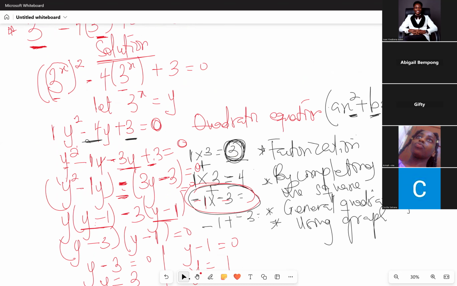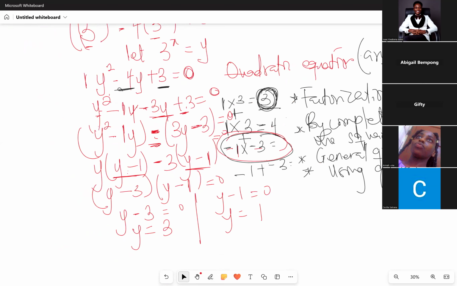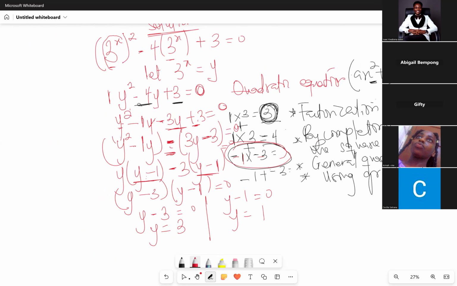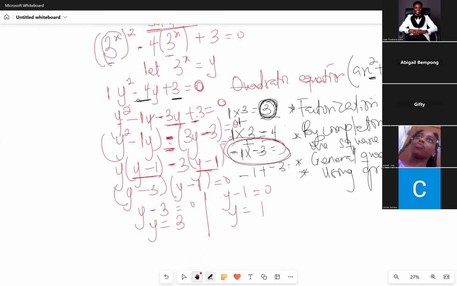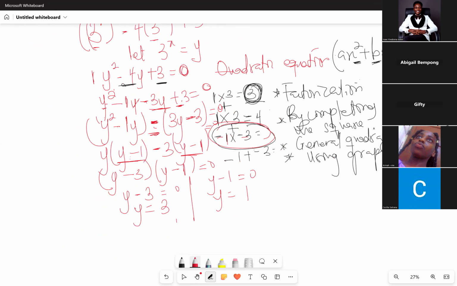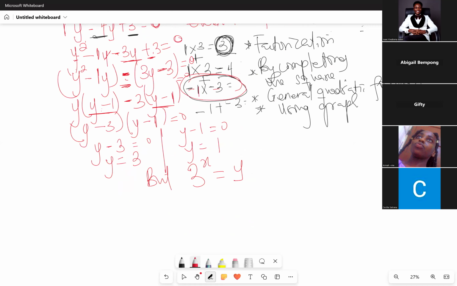The question was there. As you were solving, whenever we see 3 exponent x, let's put what? Y there, right? Now you have y. So you come back to say that 3 exponent x is equal to y. Now let's begin. For y equals 3, when y is 3, you have 3 exponent x equal to what? 3. Do you understand?